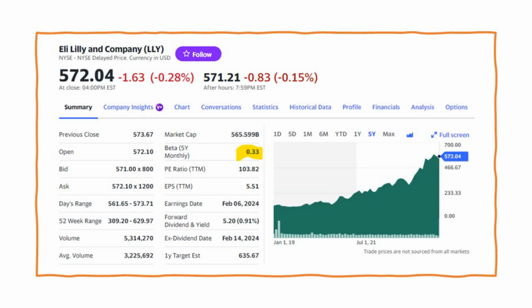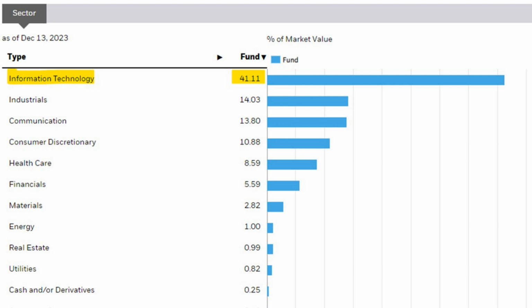Beta is just a measure of how this stock moves relative to a benchmark. So if the beta is 1, it moves the same. But low beta stocks tend to move in a less volatile fashion compared to the benchmark. So that's why Eli Lilly's persistence across time is quite remarkable. And you can see here from this stock price chart, it's a 5-year chart, it shows their steady ascent over time.